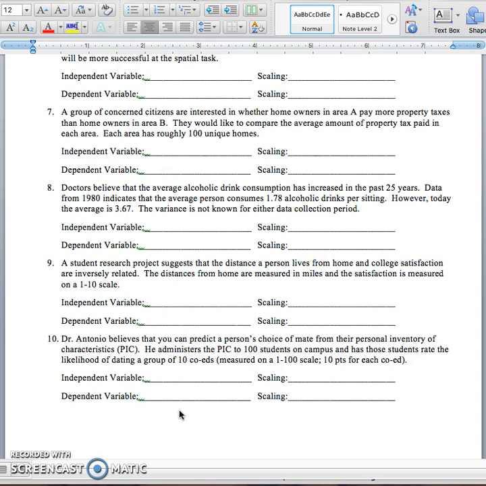So the dependent variable is this measurement on whether they would date this group of 10 co-eds. Does that depend on their personality characteristics? So personality characteristics is the independent variable. The dependent variable is the likelihood that they would date these 10 co-eds. So we're seeing if the personality characteristics impact or control the likelihood that they would date those co-eds.